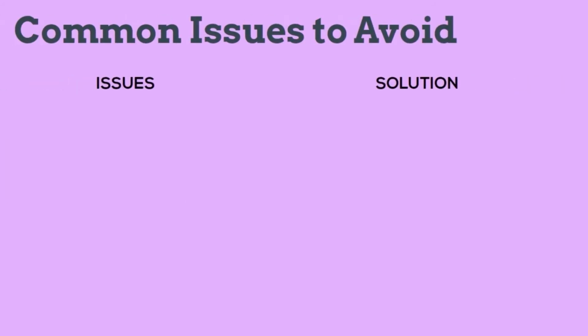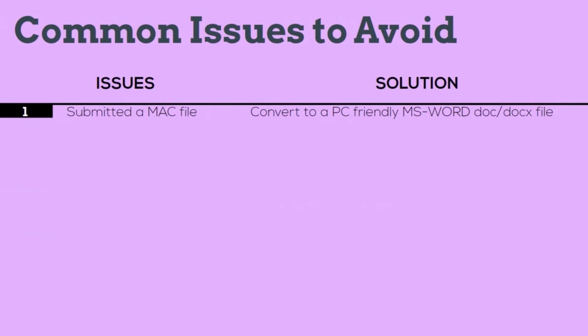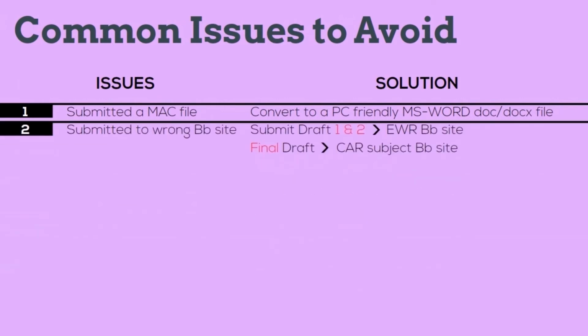Now, here is a list of issues to avoid when submitting drafts to us. Number 1. Do not submit a MAC file. Make sure your draft is a Word document file. Number 2. Submit your work to the correct site. There are 2 Blackboard sites that you will use for this course. One will be the normal subject Blackboard site. The other one, which we'll look at later, will be the English Writing Requirement Blackboard site, where you submit your drafts 1 and 2.